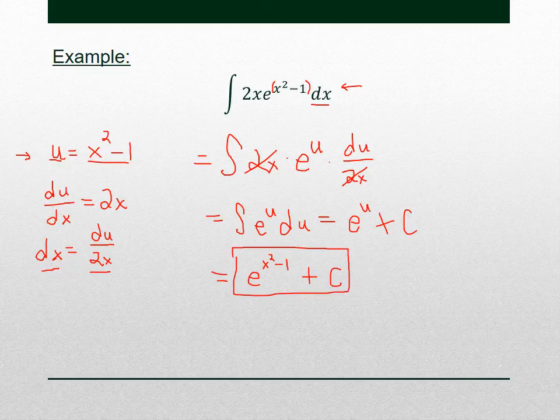Again, we could double check this by taking the derivative and making sure we get what we started with up here. What's the derivative of e to the x squared minus 1 plus some number? Well, the number goes away, that plus c, and we're left with e to the x squared minus 1. And then chain rule says multiply by 2x, and that's what you started with, right? So again, we use this u substitution to take the antiderivative and undo the chain rule.